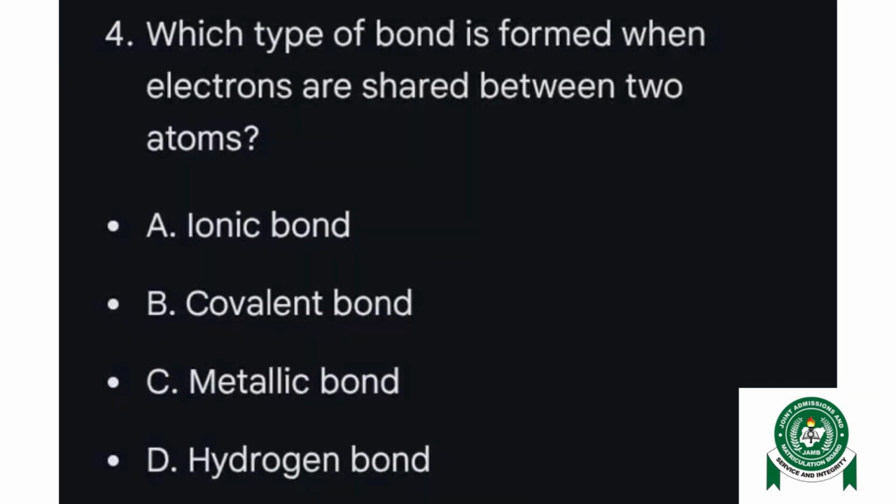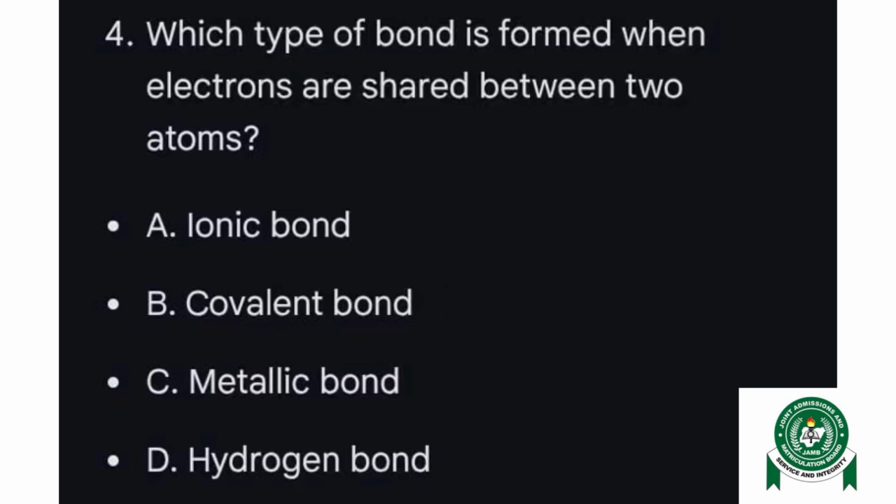The fourth question we have is on chemical bonding, electron sharing. It says, which type of bond is formed when electrons are shared between two atoms? Option A, ionic bond, B, covalent bond, C, metallic bond, and D, hydrogen bond.